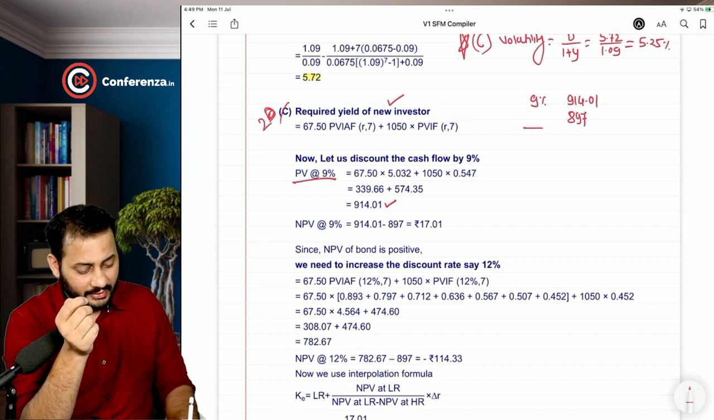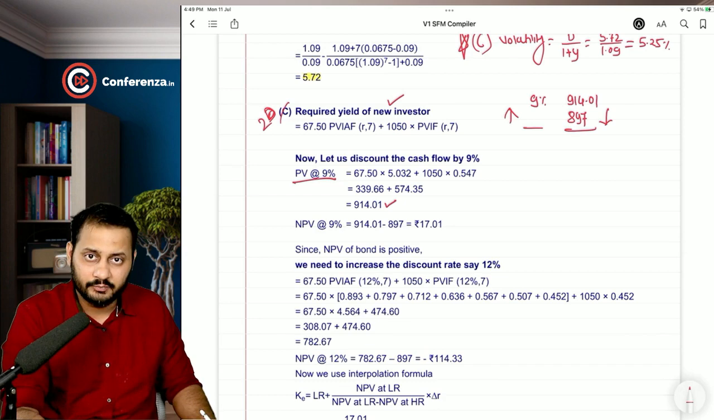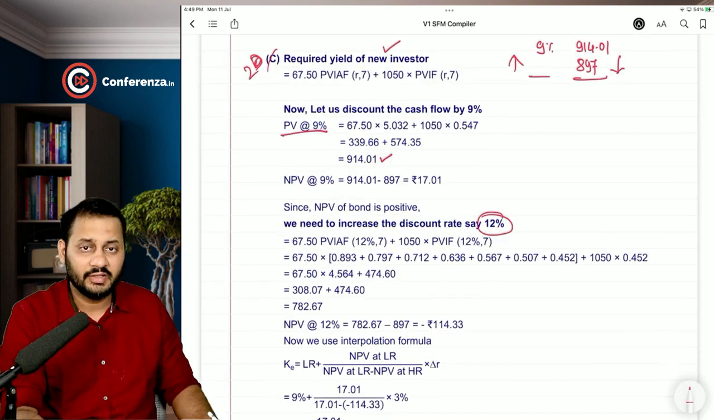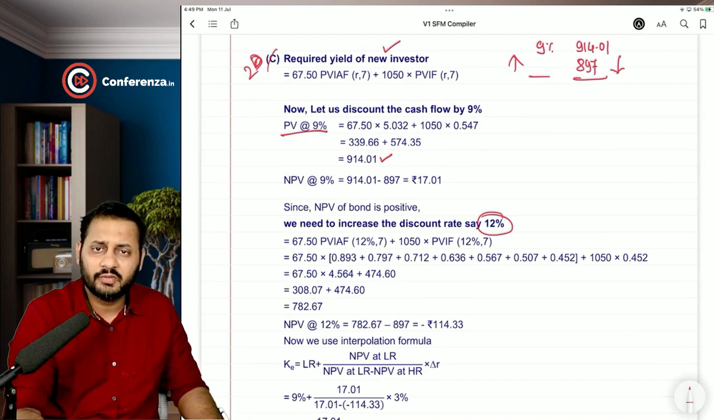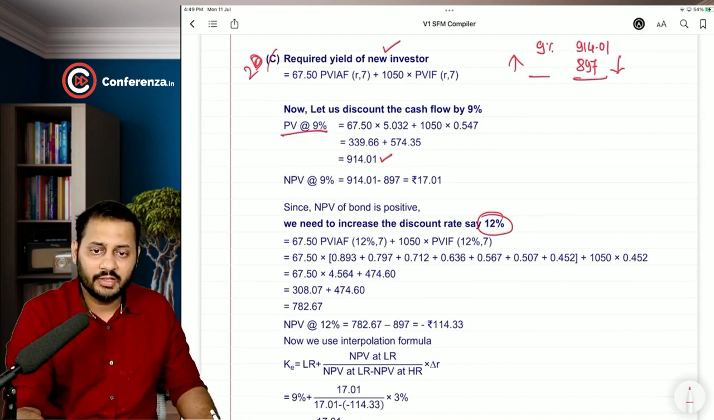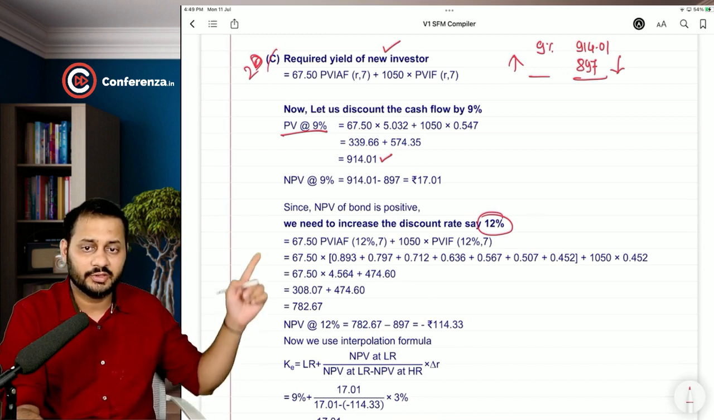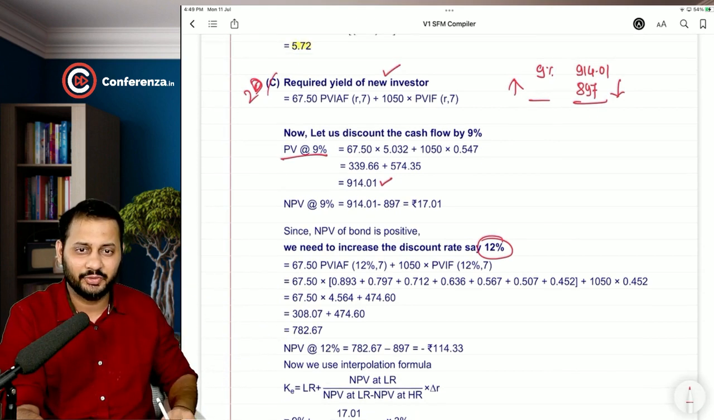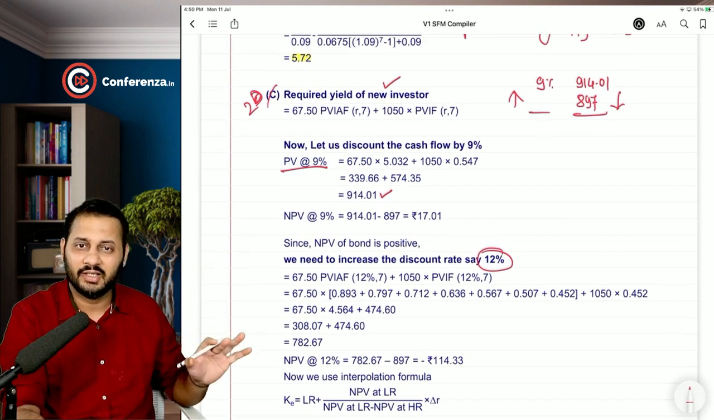You want to decrease the price, the present value. That means you will have to increase the YTM. The next thing that they did is they increased the YTM to straight away 12%. You can take 11%, 12%, 13% as well. When they did that, they found that 12% is too high. See, 782 is a big difference from 897. So my suggestion to you, after 9%, go with 11%.